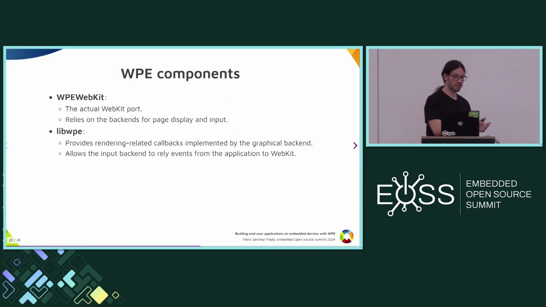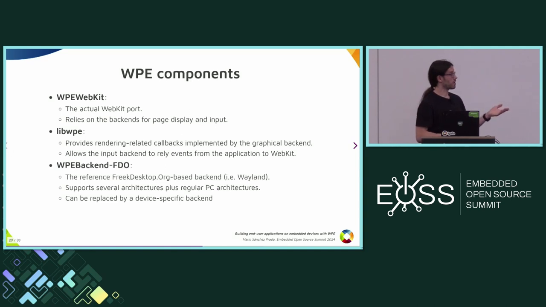So you have this other component, libwpe. What it provides is just the glue between the port and the backends. It gives you rendering-related callbacks that are called from the WPE port and are implemented by the actual graphical backends. It also gives you a way for the input backend to relay events from the application to the WebKit port. And the other component that we ship is the WPE backend FDO, which is a backend using freedesktop technologies like Wayland, for instance. Finally, you need a launcher.